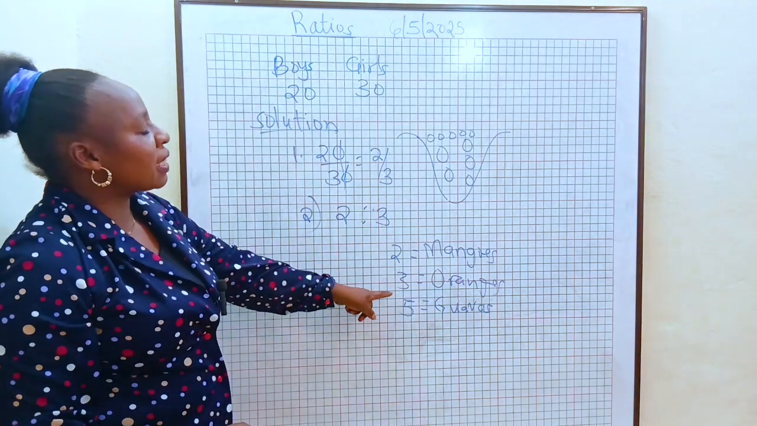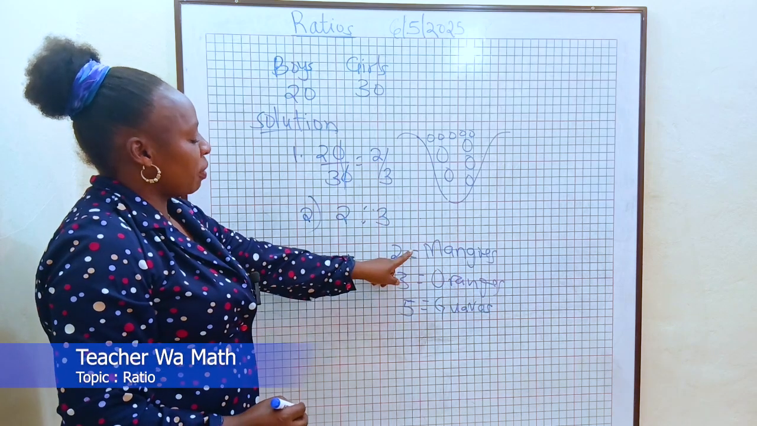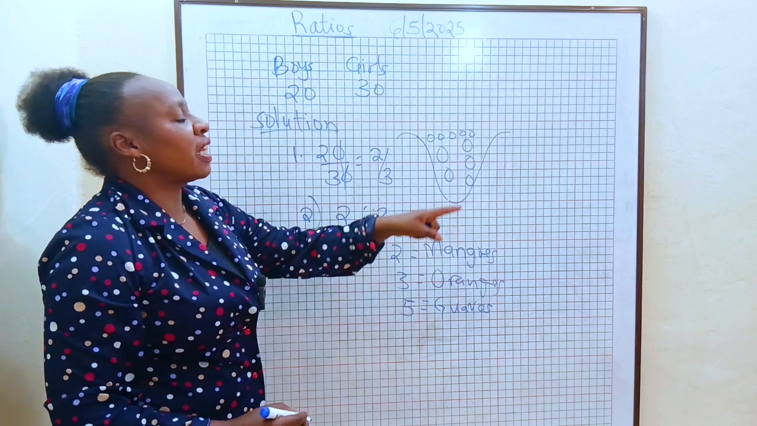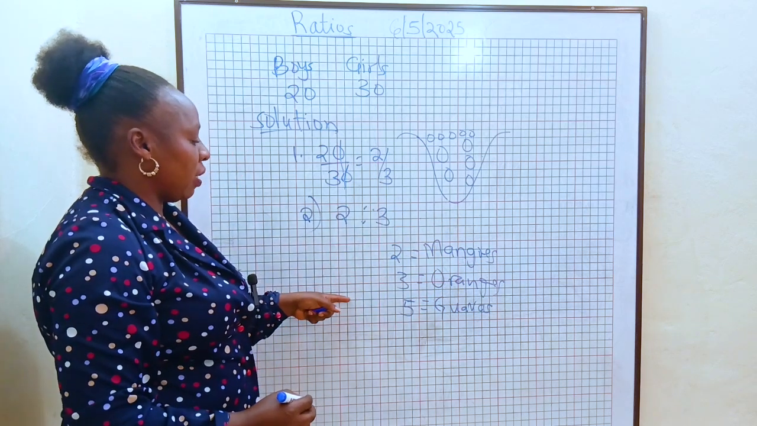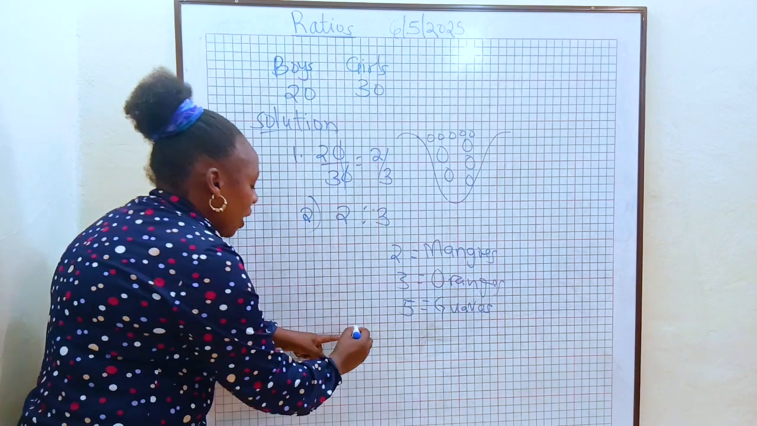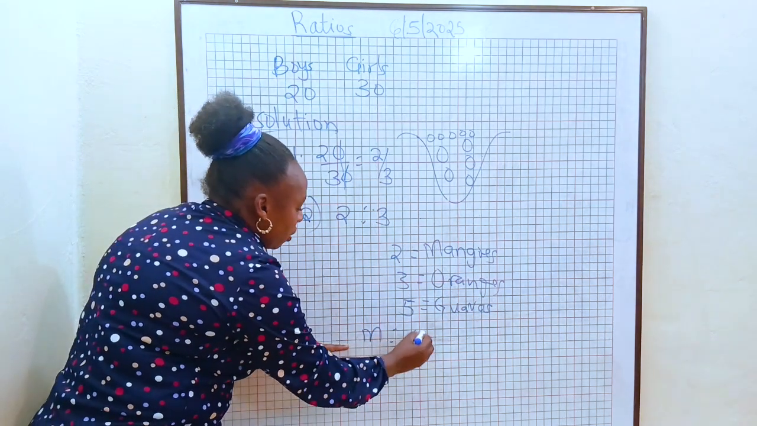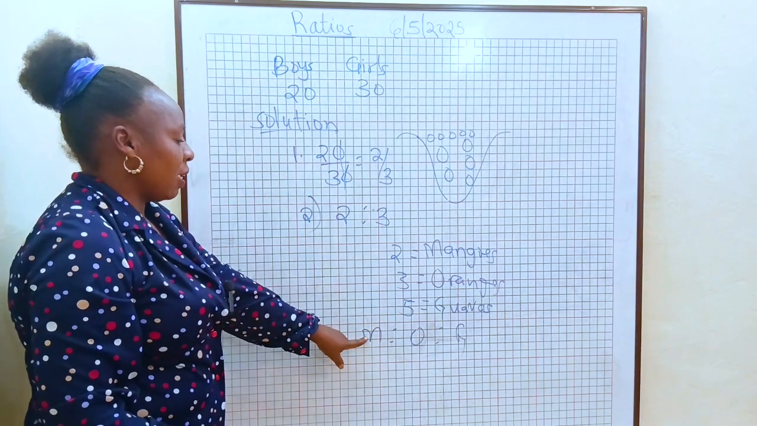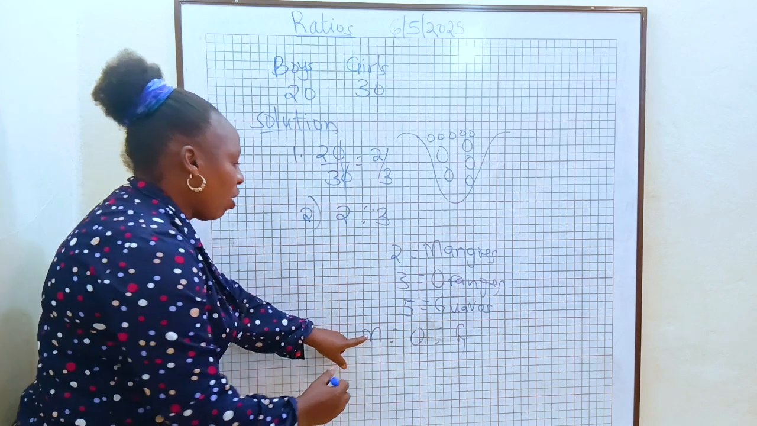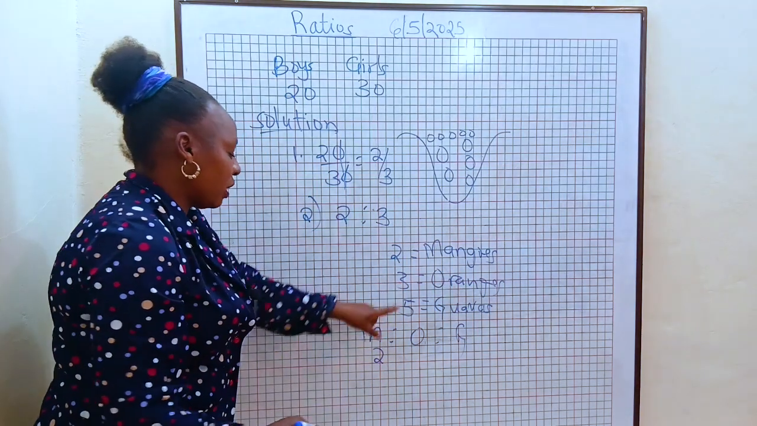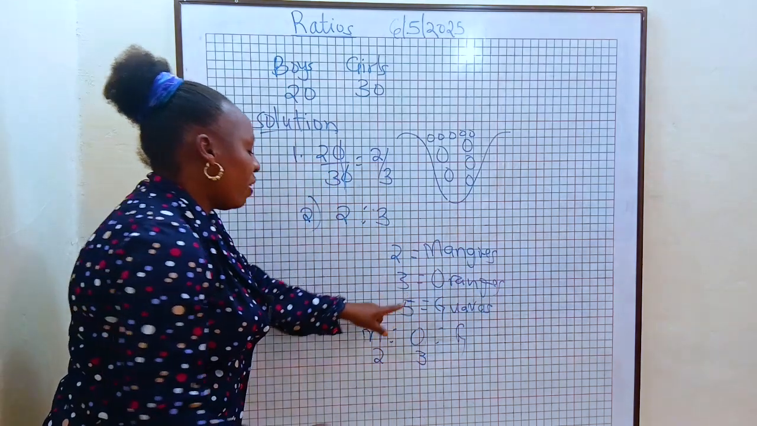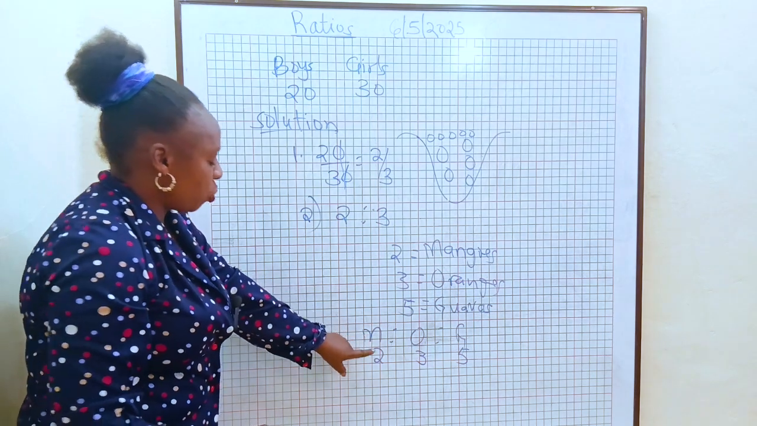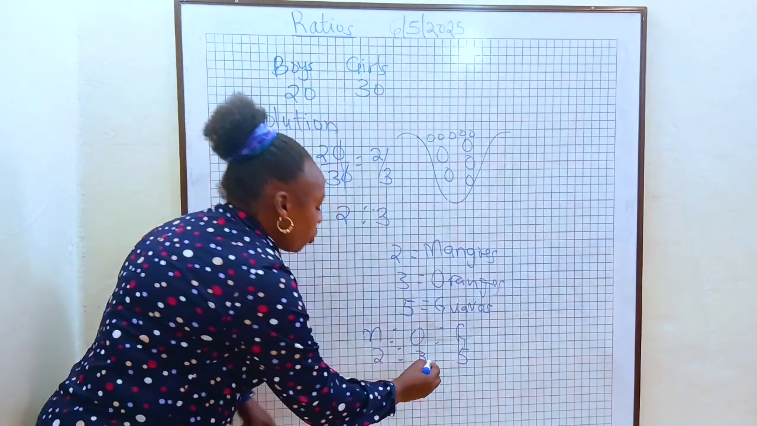So the same can be written as a ratio. And every time you are writing a ratio, we must consider the numbers respectively, the sequence in which they appear. For example, here we have mangoes to oranges to guavas. They must appear in that order. So we write that the mangoes are 2, the oranges are 3, and the guavas are 5. So the ratio of our 3 types of fruits is 2 is to 3 is to 5.